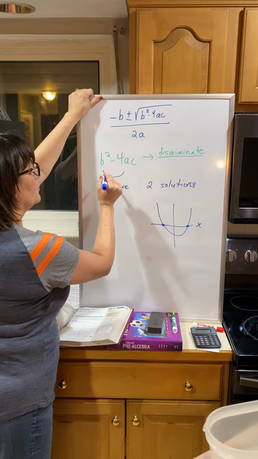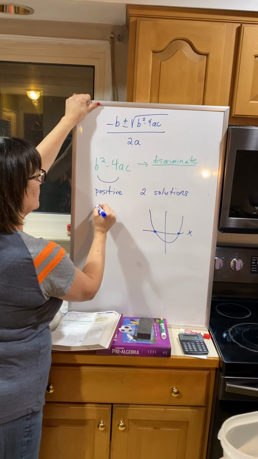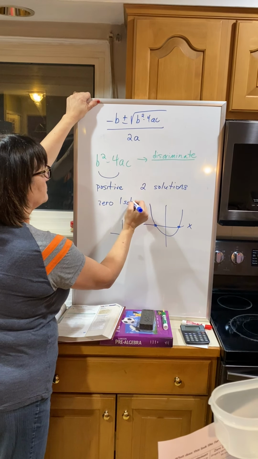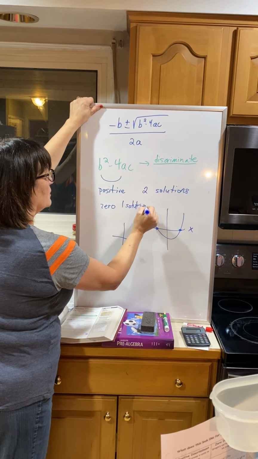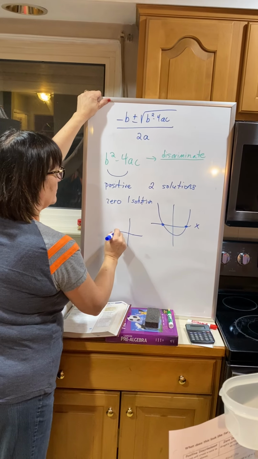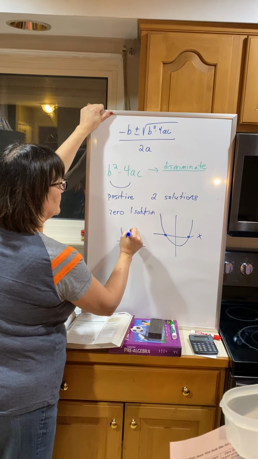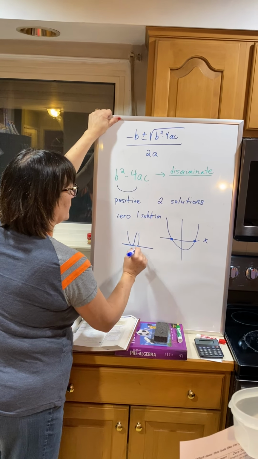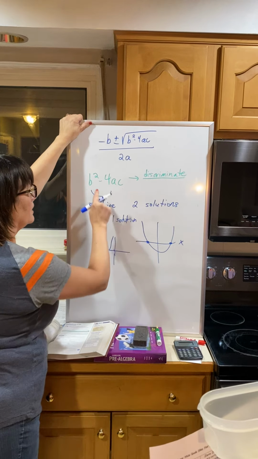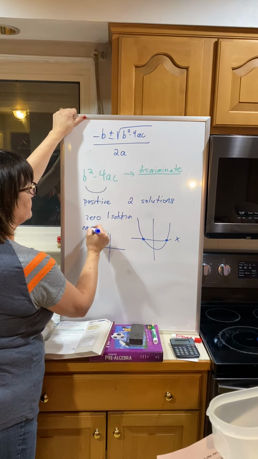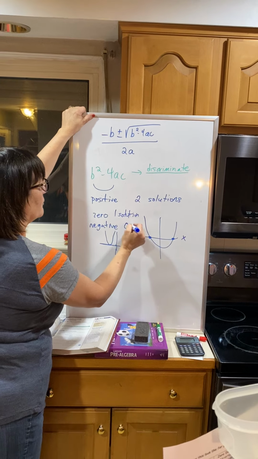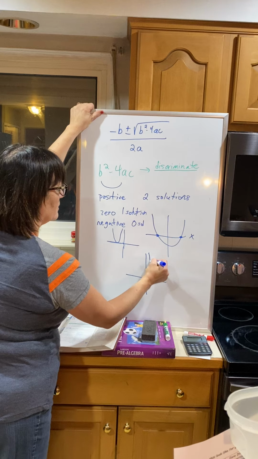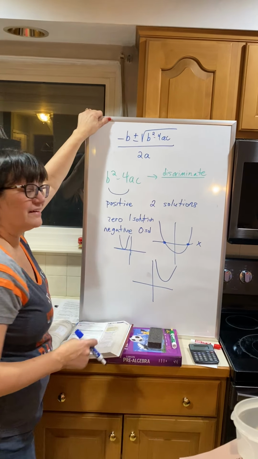If your discriminant is 0, then you're going to have one solution. That means that your parabola, just the vertex, is going to touch in one place. If your discriminant is negative, then there would be 0 solutions, which means that the parabola is not going to touch the x-axis at all.